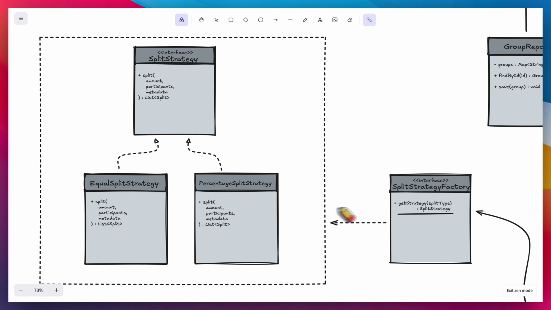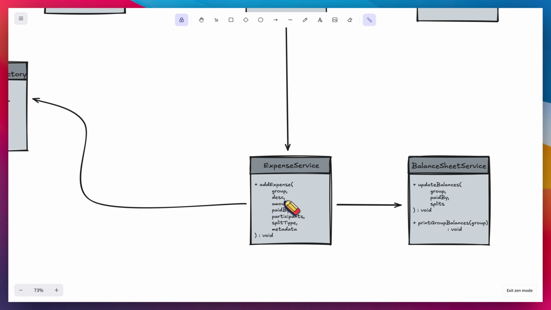Okay, and by the way, I am using the factory design pattern over here in order to create these objects. If the user selected equal, then I would create the equal split strategy object. If the user selected percentage, then I would create the percentage split strategy object, and so on and so forth. Okay, so the strategy design pattern will allow me to add more and more algorithms, keeping the interface intact, whereas the factory design pattern will allow me to create the strategy objects at runtime based on the user input. All right.